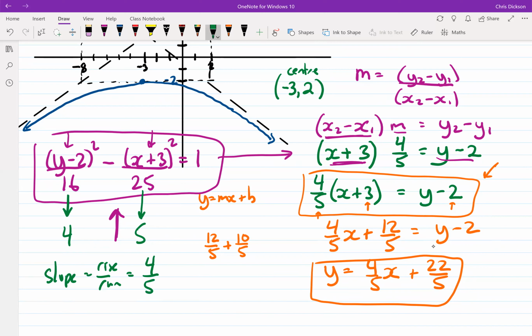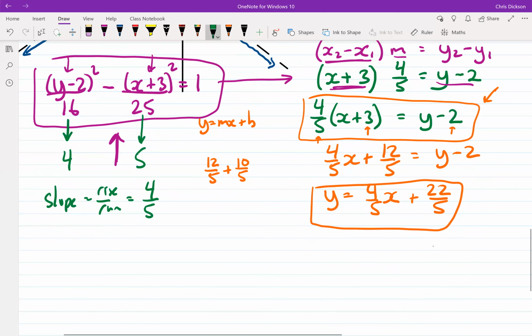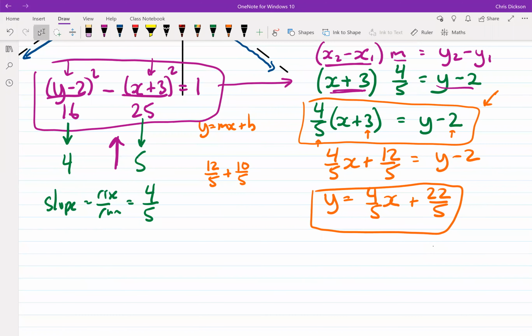Now, there is another asymptote here. This would just be one of the asymptotes. So let's find the other asymptote, and I'm going to completely cover the graph up now and show you what I mean by using this formula we talked about early on. So we know that m times x2 minus x1 equals y2 minus y1. We know that's the equation for a line, at least another way to write it.